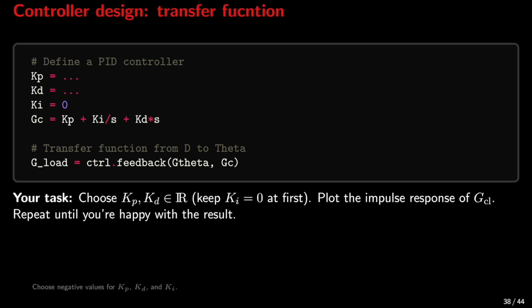Your task is to choose Kp, Kd and Ki and then plot the impulse response of the load transfer function. And then you can tune your PID controller. You can pause the video at this point and try to tune a PID controller.